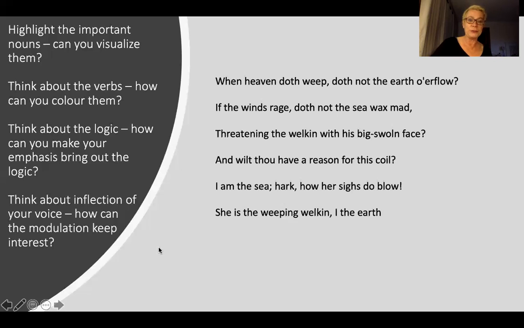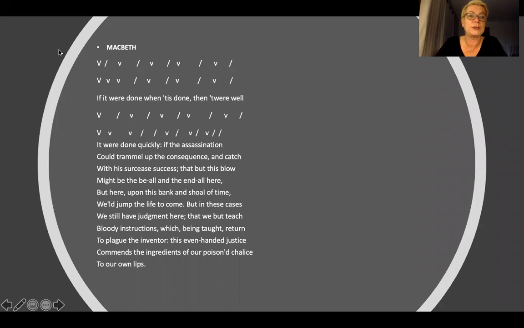All right, now I just want to finish off with another speech. We didn't do this in class, but one of you guys talked to me about it in an email, and it's such a good example. I want us to look at it. So this is a speech of Macbeth. And it's a tricky speech. It's a very difficult speech, but it's a very rewarding speech.